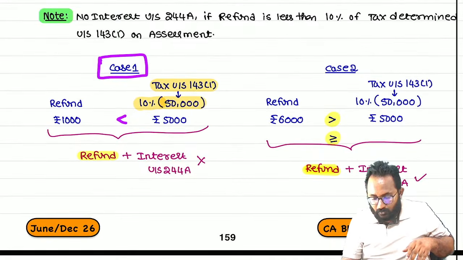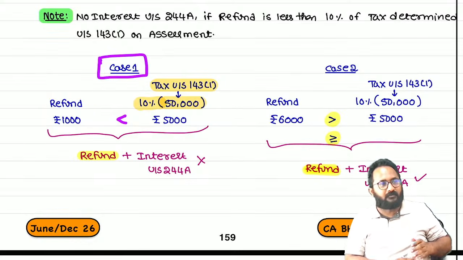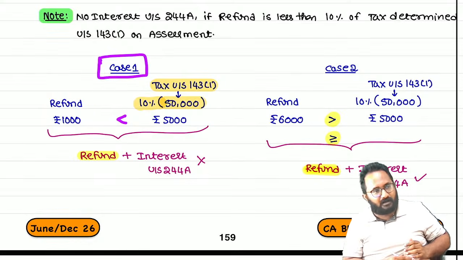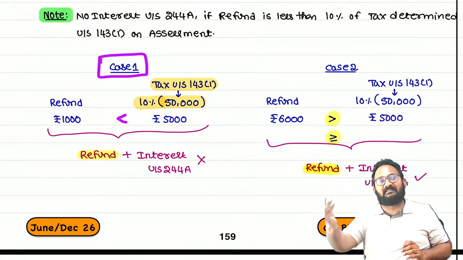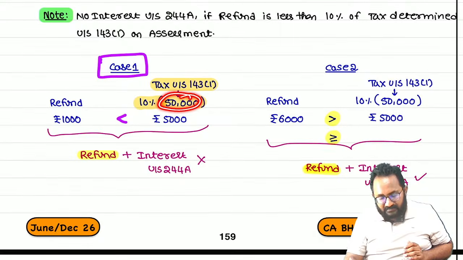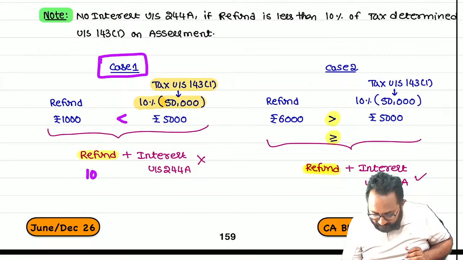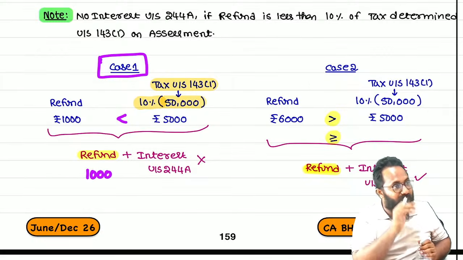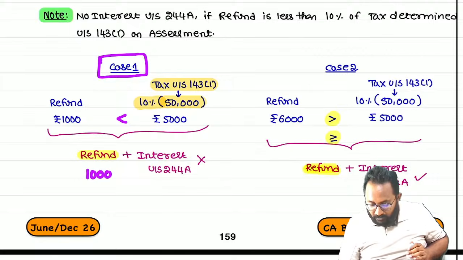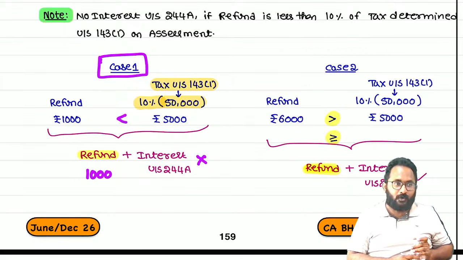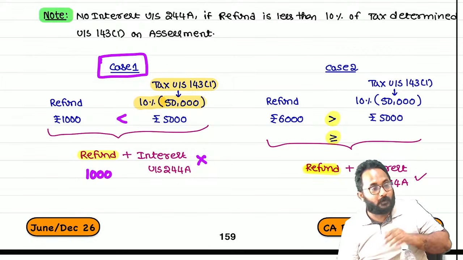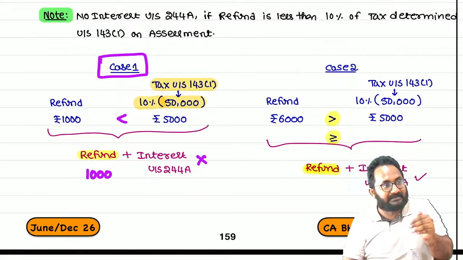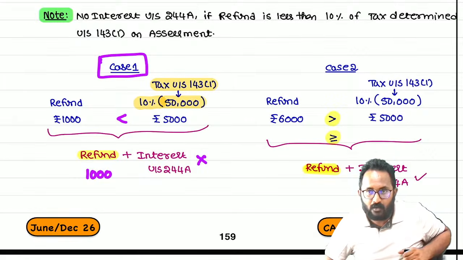Now, you are placing some amount of refund that is less than 10% of the tax determined under section 143(1). Now you will get the refund of 1,000 anyhow, because you placed a refund of 1,000, but they will not give any interest to you because you placed a negligible amount of refund. What is negligible? If you place the refund less than 10% of tax determined under section 143.